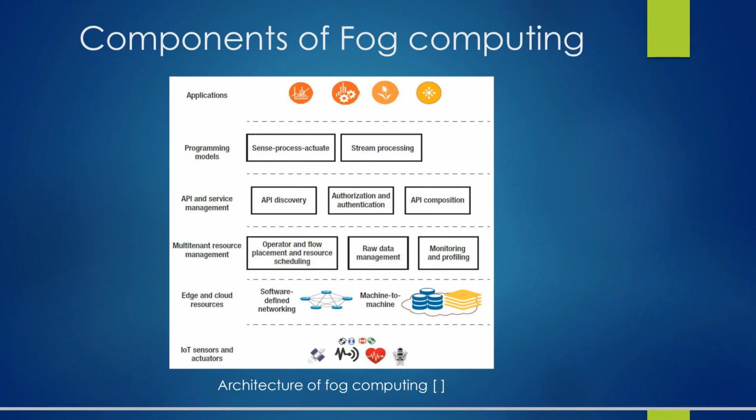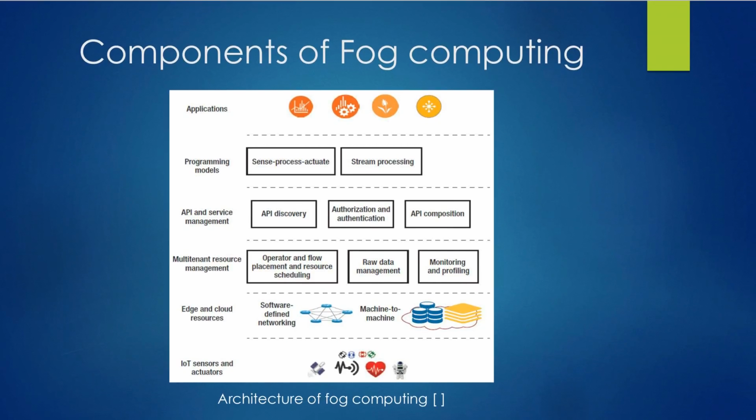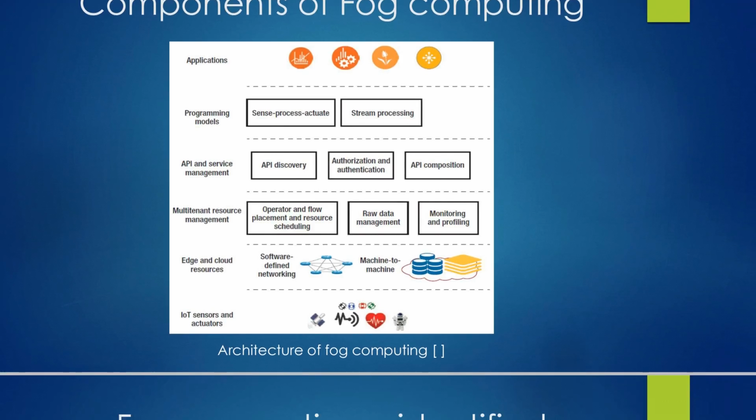So these are the components of fog computing. You can see the picture. At the bottom there are IoT sensors and actuators. Then we have edge and cloud resources, which use machine to machine and software defined networks, SDNs. Then we have multi-tenant resource management, which has raw data management, monitoring and profiling. Then we have the API and service management layer, in which API discovery, authentication and authorization processes are done. Then we have programming models, which are stream processing, sense, process, actuate, and at the topmost we have applications.